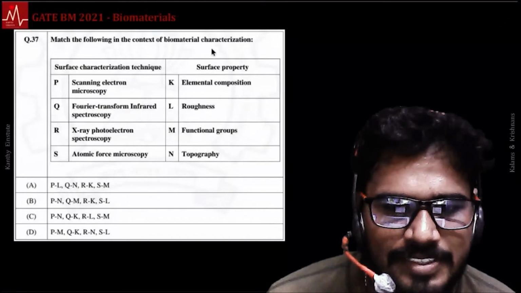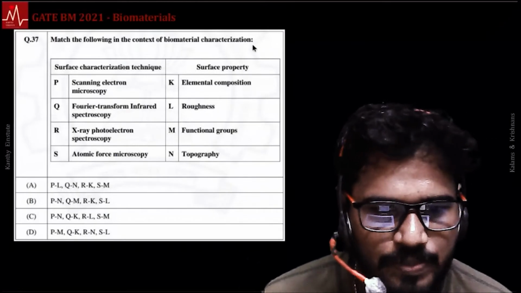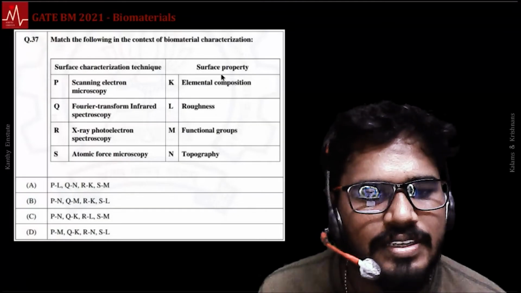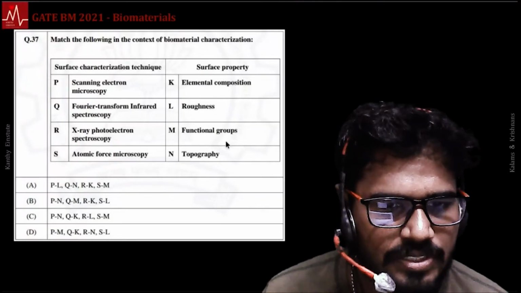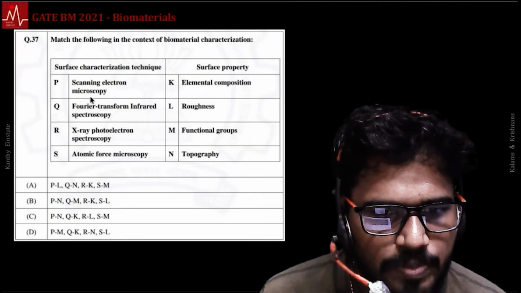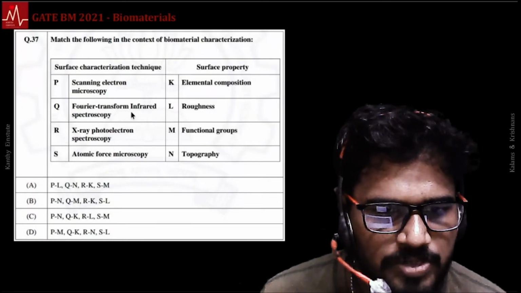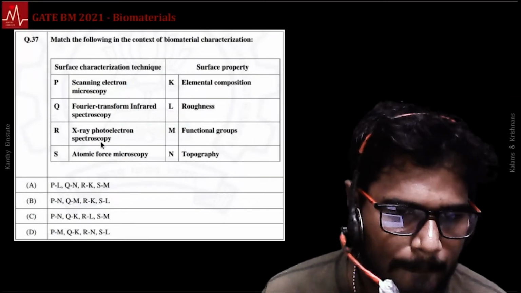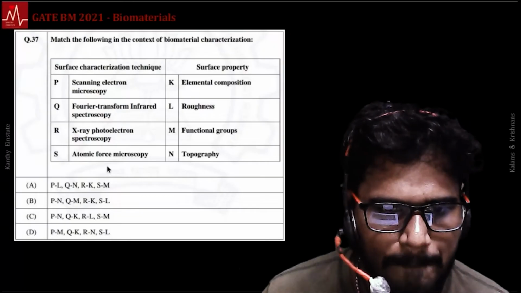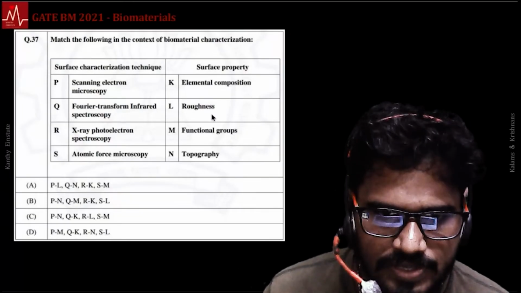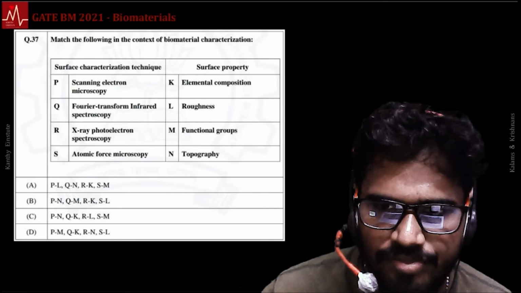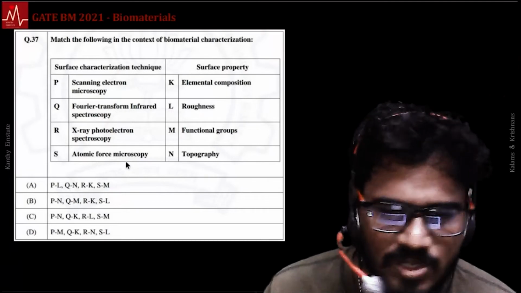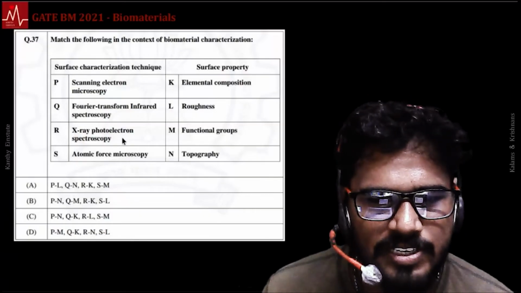They are being very explicit. I am asking you a biomaterial characterization question. Can you match surface characterization technique with the property that can be measured? So you have scanning electron microscopy, Fourier transform infrared spectroscopy, X-ray photoelectron spectroscopy, atomic force microscopy. There you have elemental composition plus functional groups, topography. There could be a lot of confusion on some of these techniques, based on your expertise and your skill level.